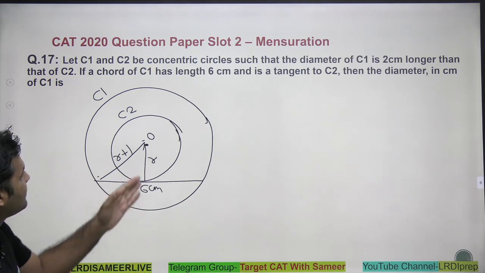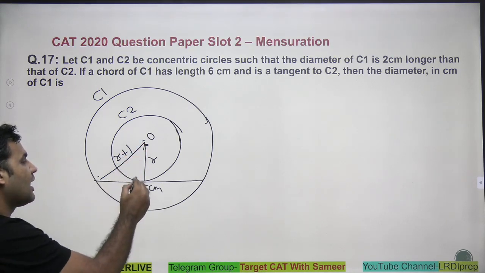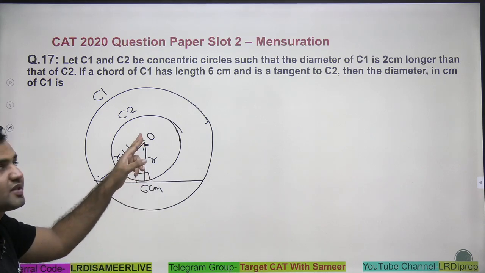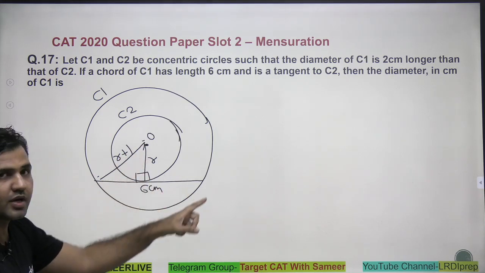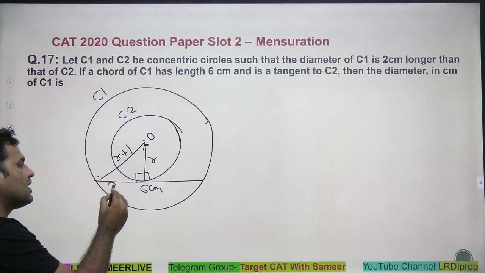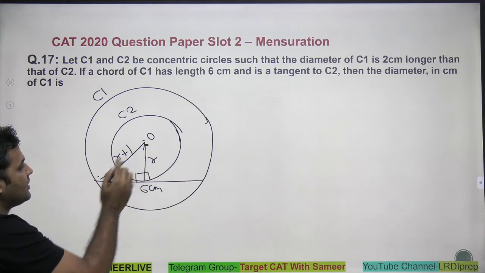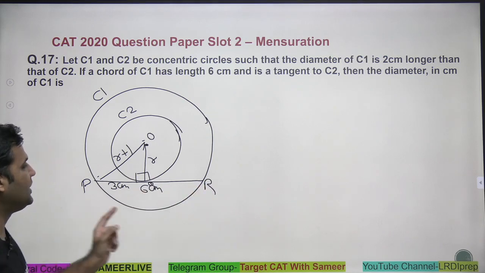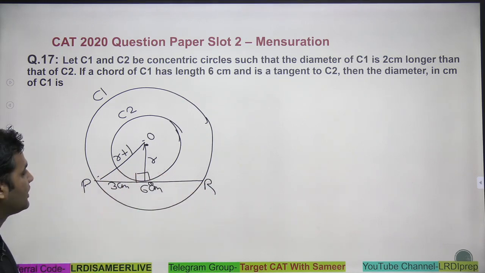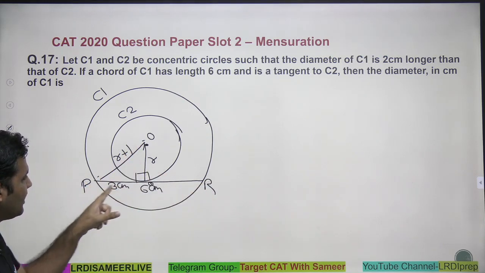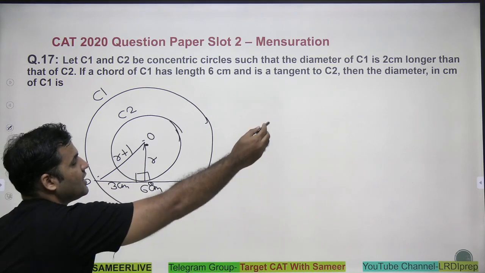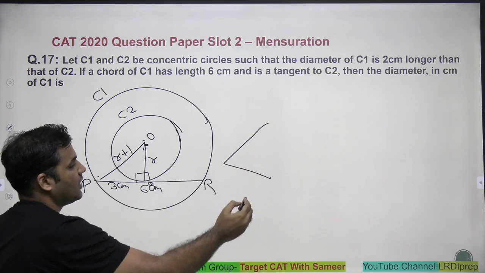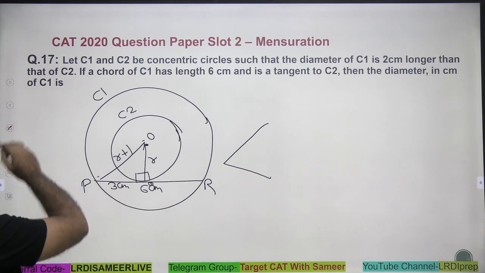Now you see that, guys, this is a perpendicular, and a perpendicular drawn from the center to the chord will divide the chord into two equal parts. So can I say this length will be 3 cm? This is O, let's say, this is P, and this is Q, and let's say this is R. PR is 6, so PQ would be 3. Now look at the triangle OPQ, guys.